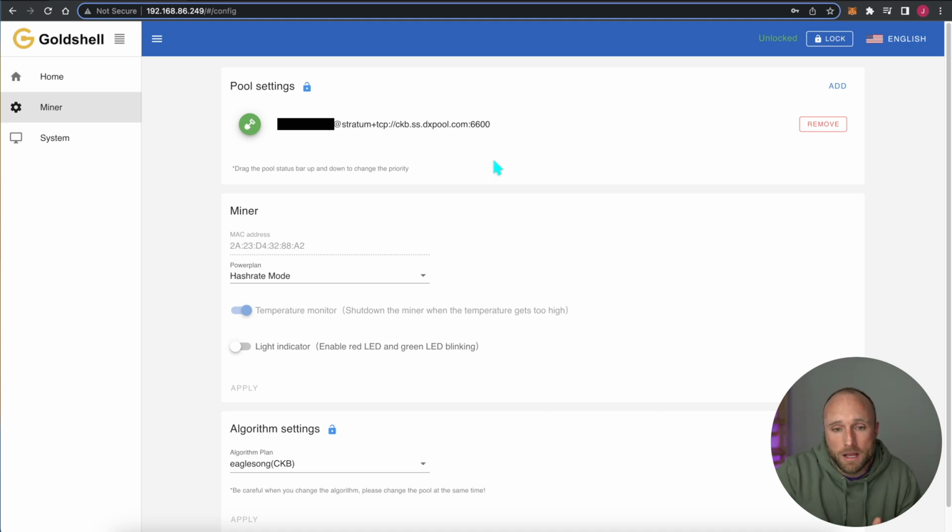And then for the pool, I use DxPool for CKB mining. I've switched all my mini box miners over to DxPool over the last several months. I've been real happy with their dashboard and their integration and their alert system. I've had issues with several of the other mining pools over the last year or so. I did use Poolin for a while, but then I had a lot of my crypto that I had mined in the Poolin wallet, and they actually froze withdrawals from the wallet, so I couldn't get my crypto out.